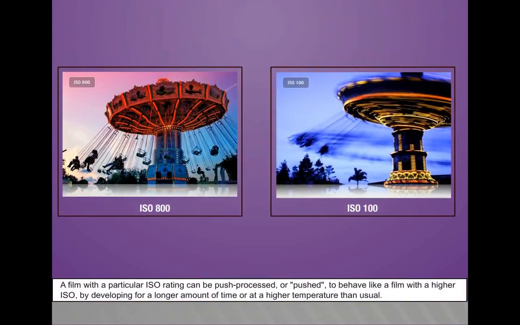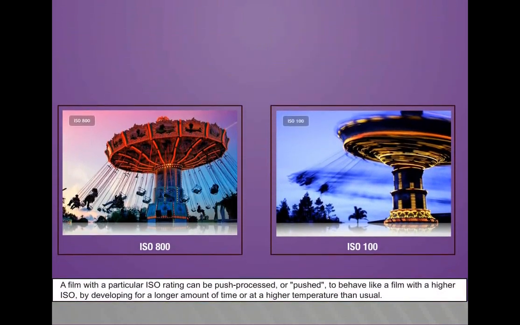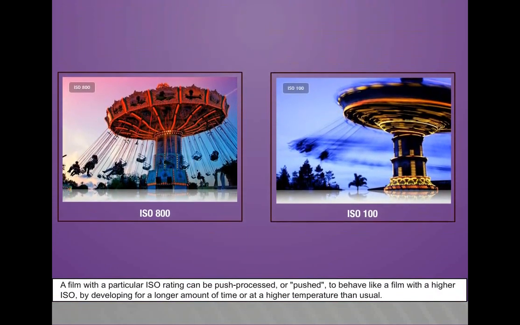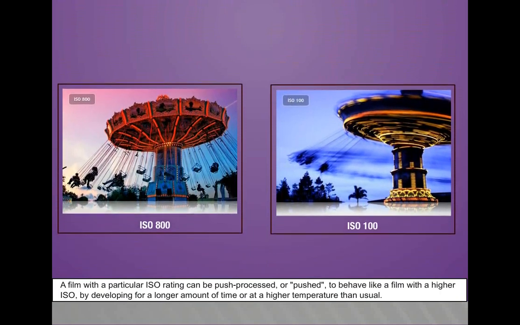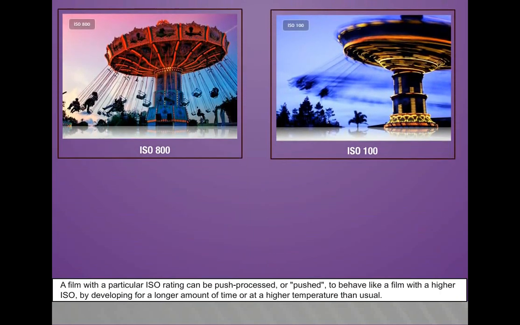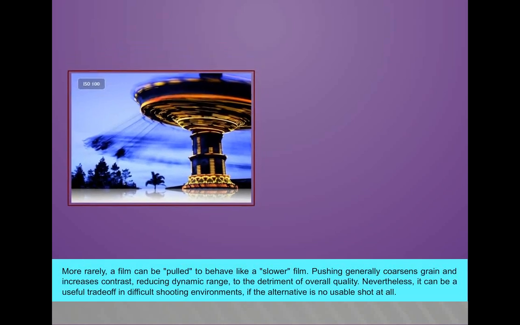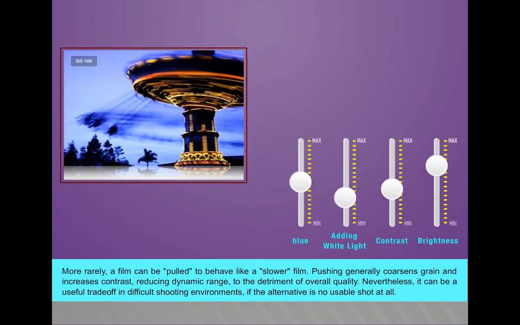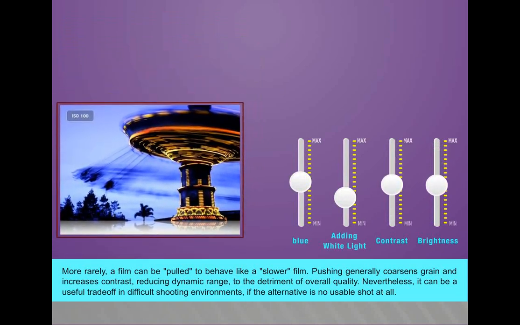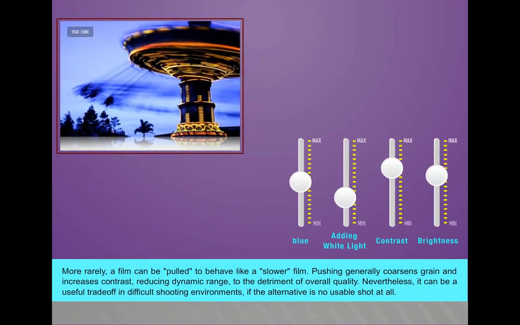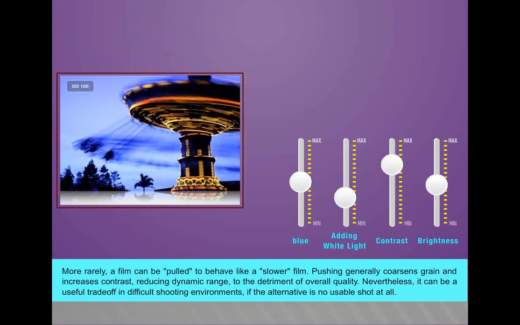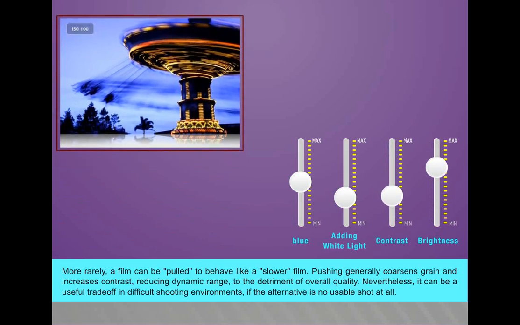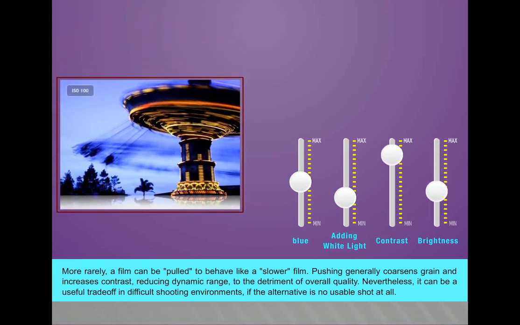A film with a particular ISO rating can be push-processed, or pushed, to behave like a film with a higher ISO by developing for a longer amount of time or at a higher temperature than usual. More rarely, a film can be pulled to behave like a slower film. Pushing generally coarsens grain and increases contrast, reducing dynamic range to the detriment of overall quality. Nevertheless, it can be a useful trade-off in difficult shooting environments if the alternative is no usable shot at all.